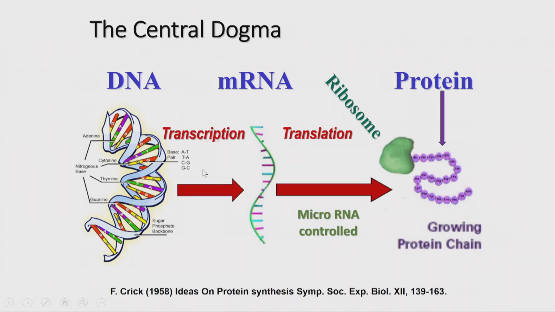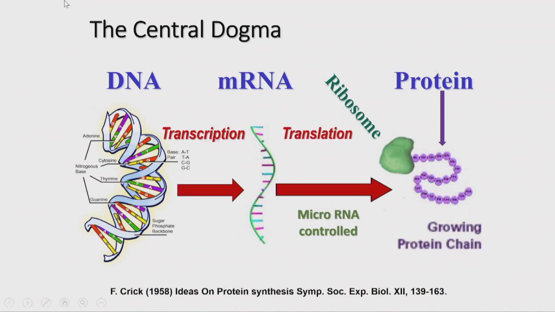So in the cell, there is DNA, and it's being transcribed to messenger RNA, and then it is being translated to proteins by ribosomes. The virus comes only with RNA, so it starts here.